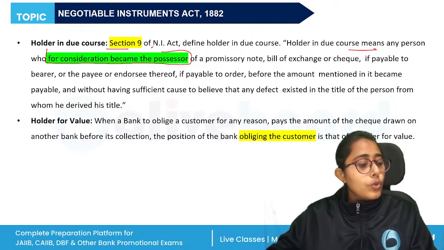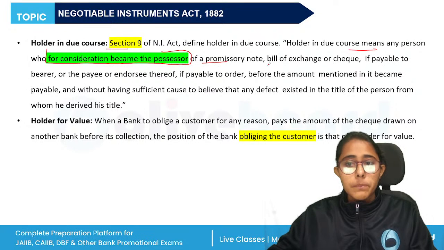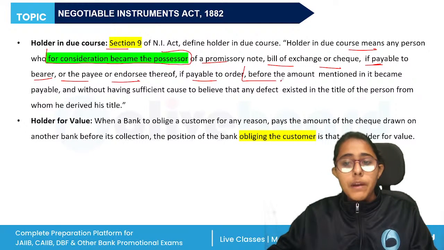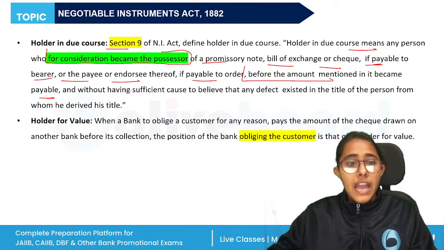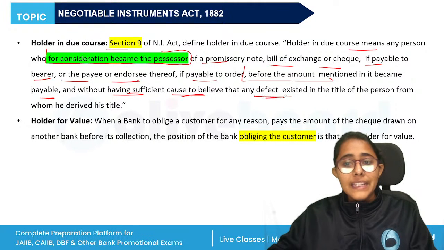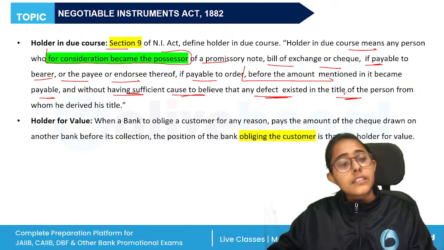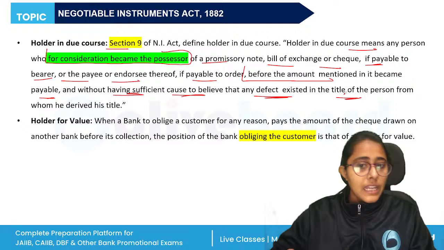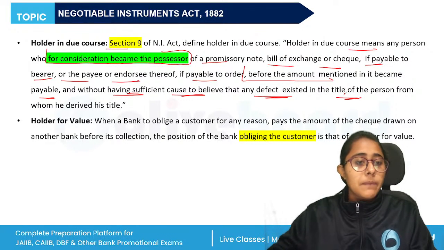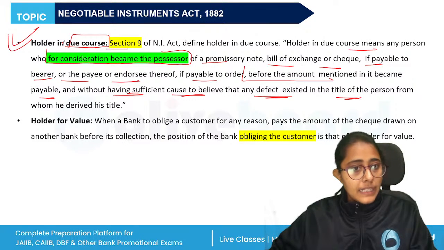Consideration, which is a two-way contract. So if for consideration they become the possessor of a promissory note, bill of exchange or check, if payable to the bearer or the payee or endorsee, or if payable to the order, then the amount mentioned in it becomes payable, and without having sufficient cause to believe that any defect existed. Alright, so for consideration, if the instrument is passed on to another person for the same amount that is to be paid, then it will not be considered void. So that person will be known as the holder in due course, or in the right manner. That is given in section 9 of the Act.